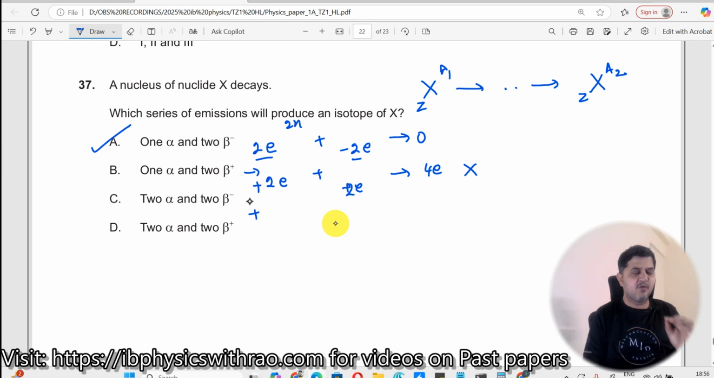And here it is 2 alpha, which means what? Two protons are being emitted in 1 alpha, so therefore there should be 4 protons over there. There should be 4e. And then here 2 beta negative, which means it should be minus 2e. Net charge here is seen to be plus 2e.